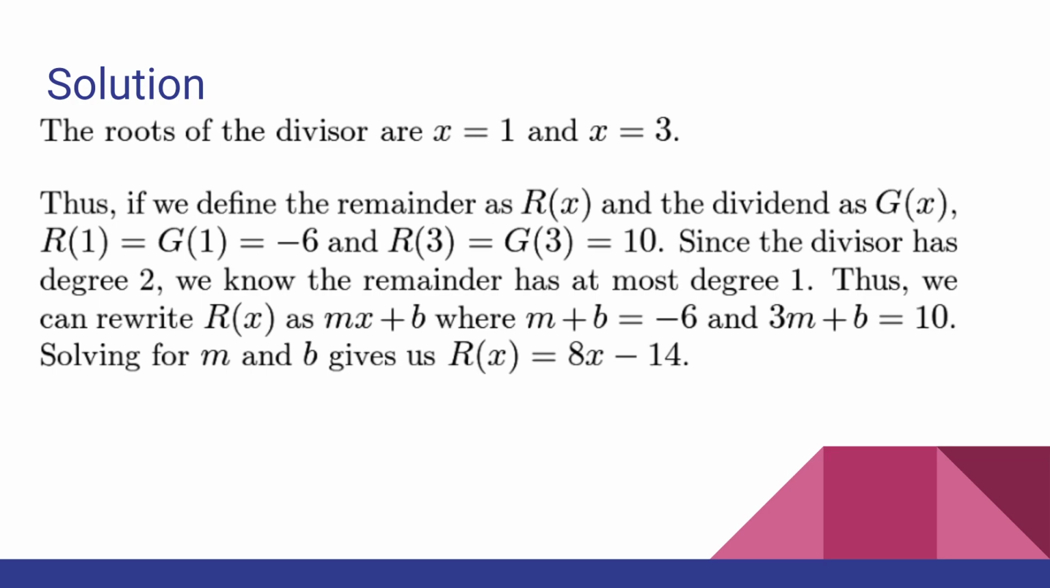Also, by the way, we know that g of 1 and r of 1 equal negative 6 because we can substitute that into our original polynomial, which is x to the 100 minus 9 x to the 98 and all that stuff. So that's how we know that r of 1 and g of 1 equal negative 6, and r of 3 and g of 3 equal 10.